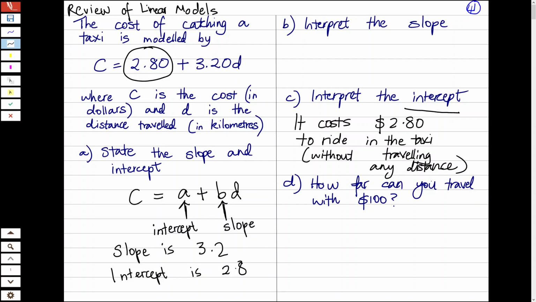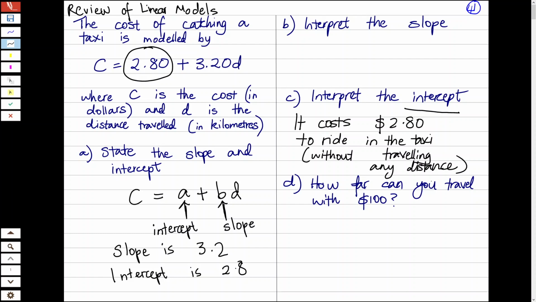So we figured out what the 2.8 means. I'm charged $2.80 for getting into the cab. Now we're going to figure out what this 3.2 means. I've actually given it away already. We know that the slope is 3.2, but what does that actually mean in the context of riding in a taxi? It costs $3.20 every kilometer you travel. That is the sort of statement that I'm looking for when I say interpret the slope.